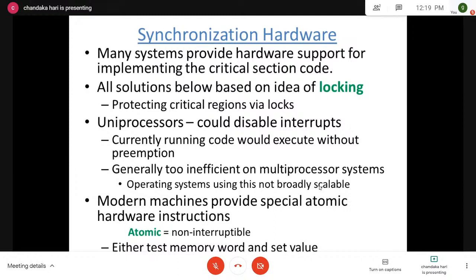That is, the currently running code would be executed without any preemption. Whatever critical section code you are executing now cannot be preempted, cannot be forcibly stopped and the control of the CPU given to another process. But this is generally too inefficient on multiprocessor systems. Multiprocessor means more than one CPU can simultaneously reside on the same machine, and they communicate closely. So while one process holds a lock, all the remaining processors have to wait. That's why it is very inefficient.